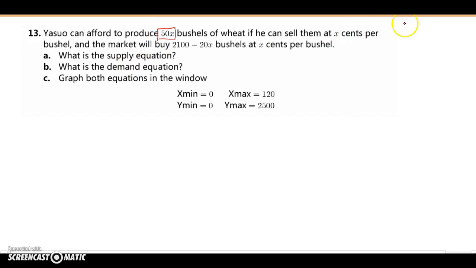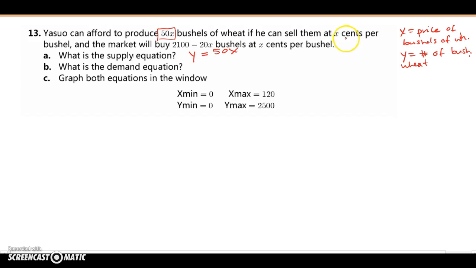So the supply equation will say x is the price of bushels of wheat, which is what they tell us, and then we'll let y be the number that he can afford to produce. So basically, y will be the number of bushels of wheat that are produced. If he produces so many and the market will buy that same amount, then we've reached the equilibrium point. So the supply equation is what Yasu can afford to give. So they tell us right here he can afford to produce this many. So we'll say y is equal to 50x. This is the number that he will supply or give.